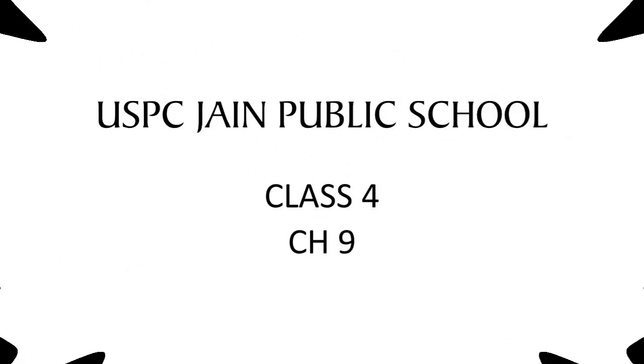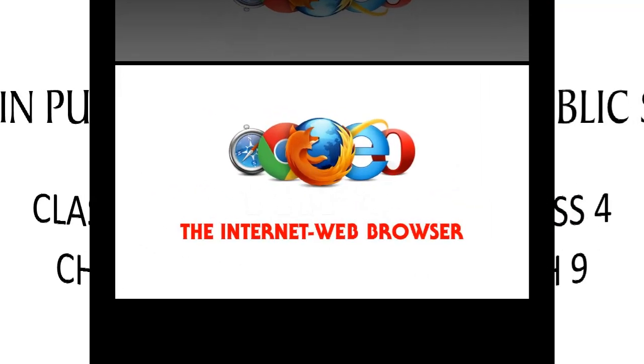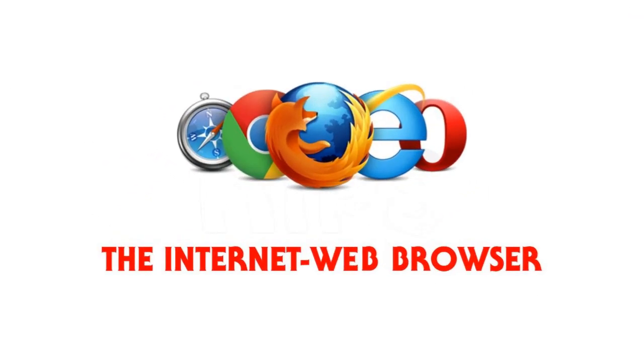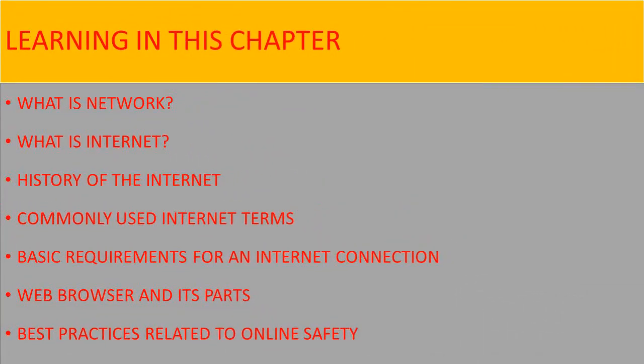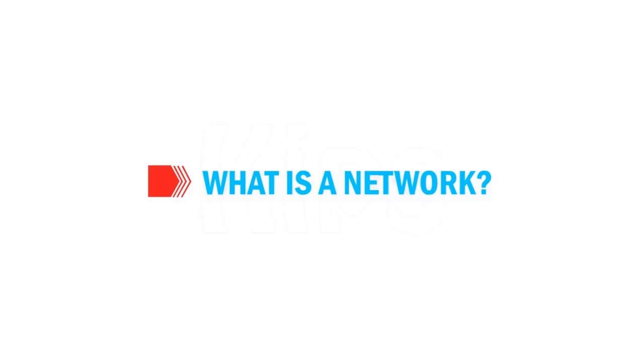Hello, students. So, today we are going to start lesson number 9, the Internet web browser. And in this chapter, we are going to learn what is a network, what is the Internet, history of the Internet, commonly used Internet terms, basic requirements for an Internet connection, web browser and its parts, and best practices related to online safety. So, first of all, let's understand what is a network.